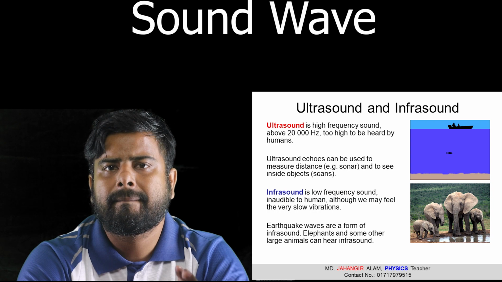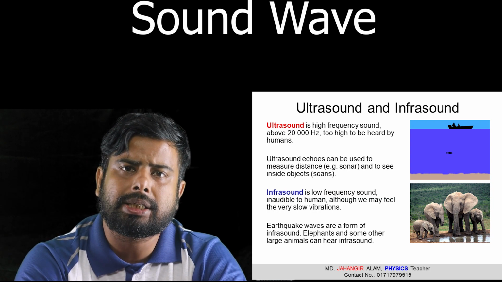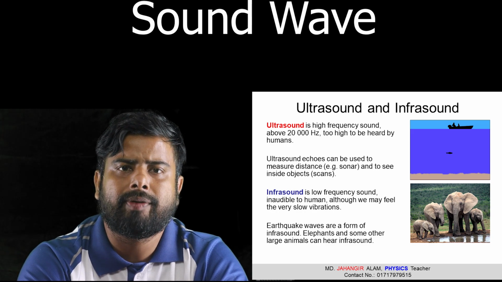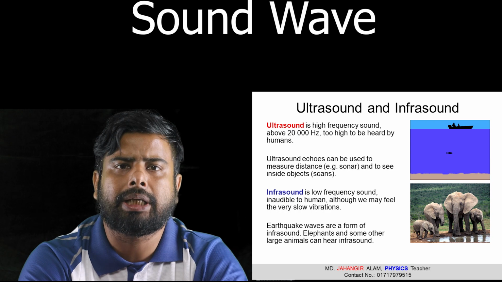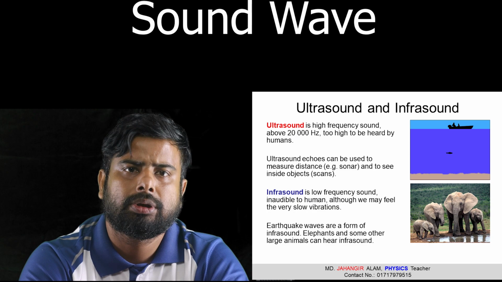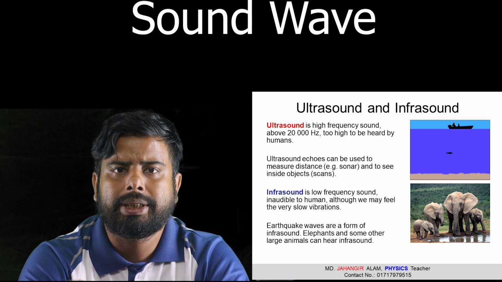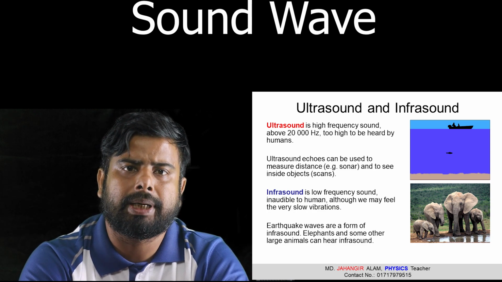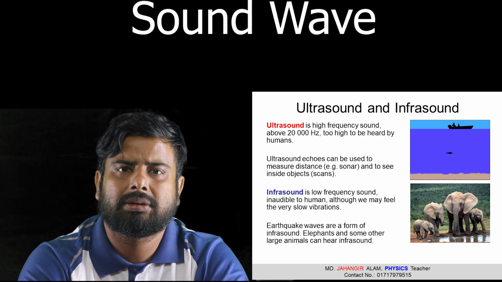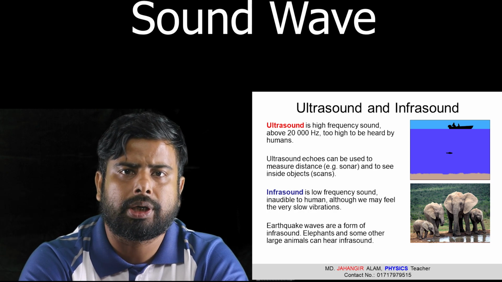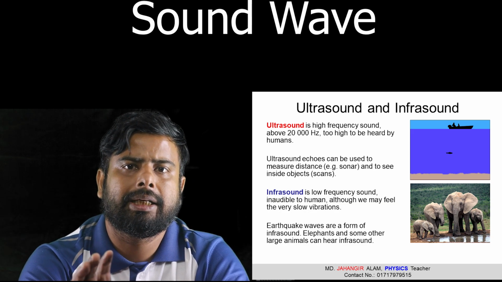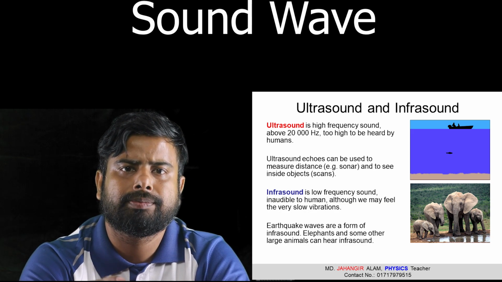Now, ultrasound. Ultrasound is high frequency sound. If the sound wave has a frequency more than 20,000 Hz, it is called ultrasonic sound or ultrasound. So above 20,000 Hz is too high to be heard by humans. Ultrasound echo can be used to measure distance, for example sonar, and to see inside an object. We can scan inside the body.